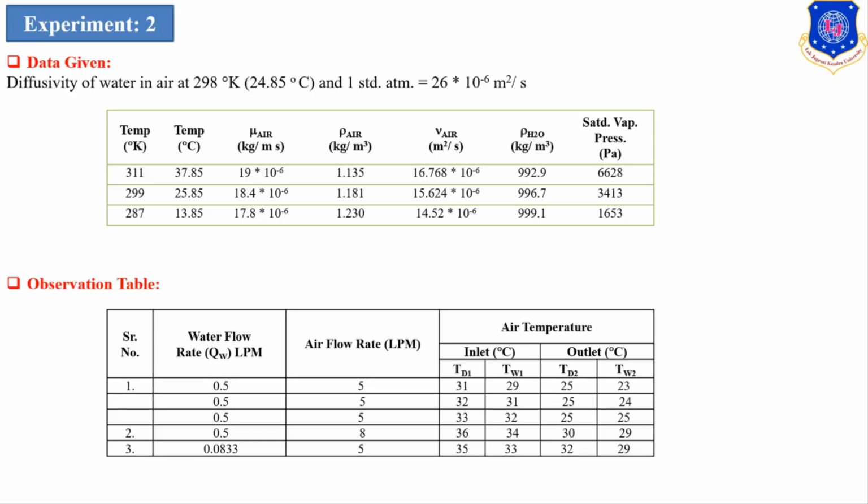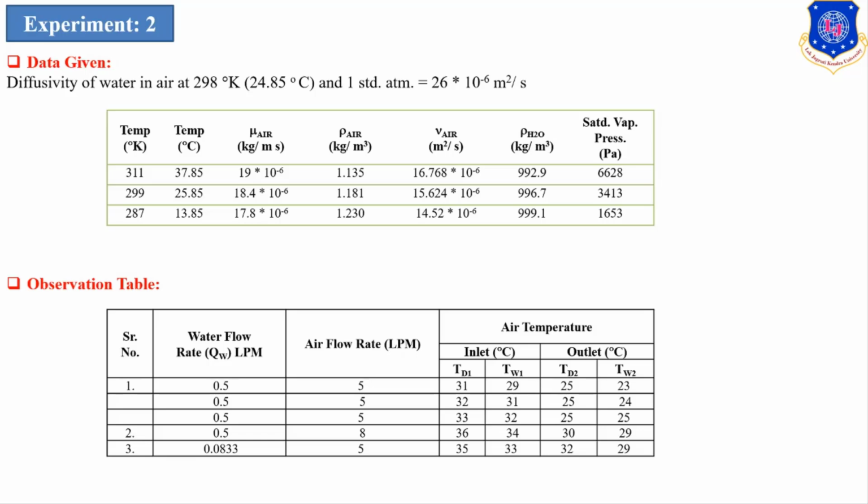Now here, for the air temperature at inlet, TD1 is the dry bulb temperature at inlet, and TW1 is the wet bulb temperature at inlet, and also TD2 is the dry bulb outlet temperature, and TW2 is the wet bulb outlet temperature. Okay, so initially we kept the water flow rate at 0.5 LPM, and the air flow rate at 5 LPM, and after 5 minutes we took these readings.